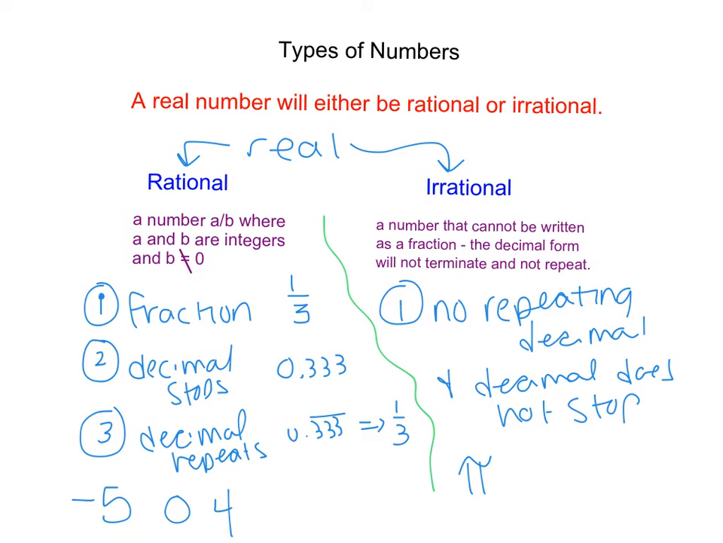Something also like 7.28973, and it just keeps going randomly. That's also an irrational number. Something like the square root of 12, where if you were to actually calculate that out on your calculator, it's not a nice number. It goes in a crazy pattern forever. Those are all examples of irrational numbers. So remember that you can take a real number and you can split it into 2 types. It will either be rational or it will be irrational.